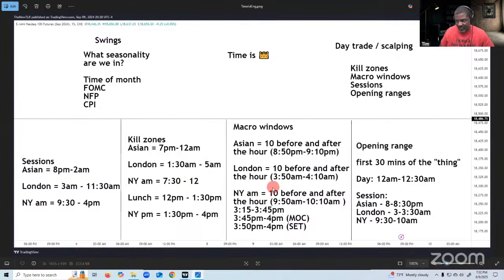These are the macros, the time when the algorithm is coded to do a specific thing, like engage imbalance or liquidity, right? You have opening ranges, right? If you want to trade the opening range, you want to formulate a strategy around the opening range, right?